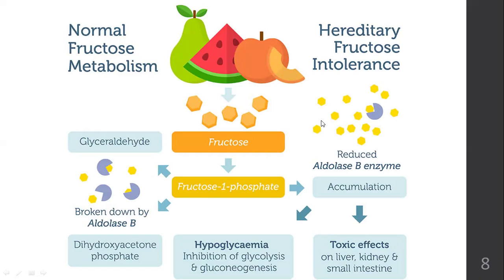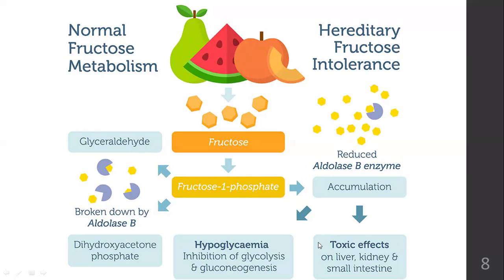So in normal fructose metabolism, your fructose is converted into fructose 1-phosphate. Phosphate is taken up for energy formation as well. And it will further form glyceraldehyde and dihydroxyacetone phosphate, used for different biochemical reactions in your body.